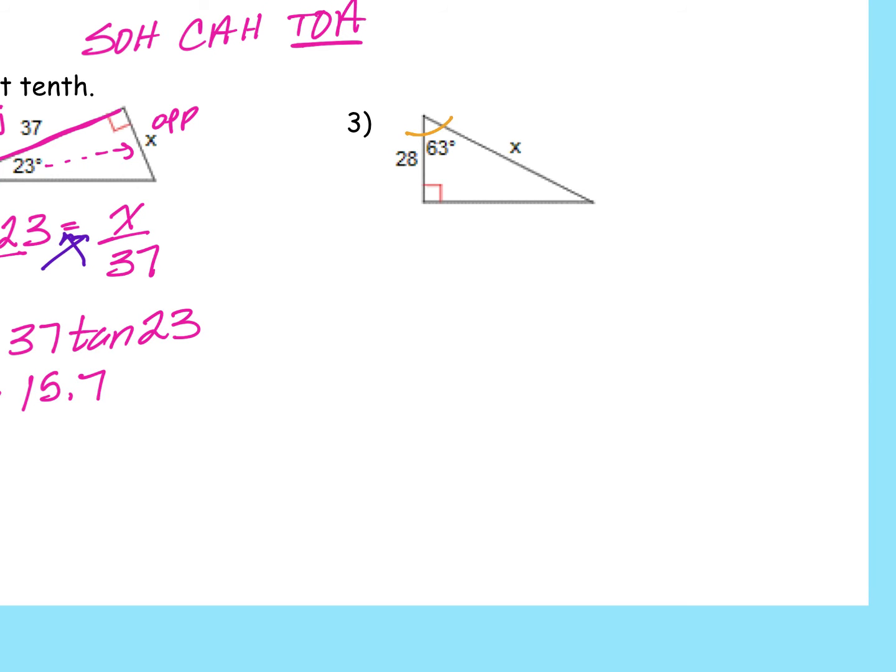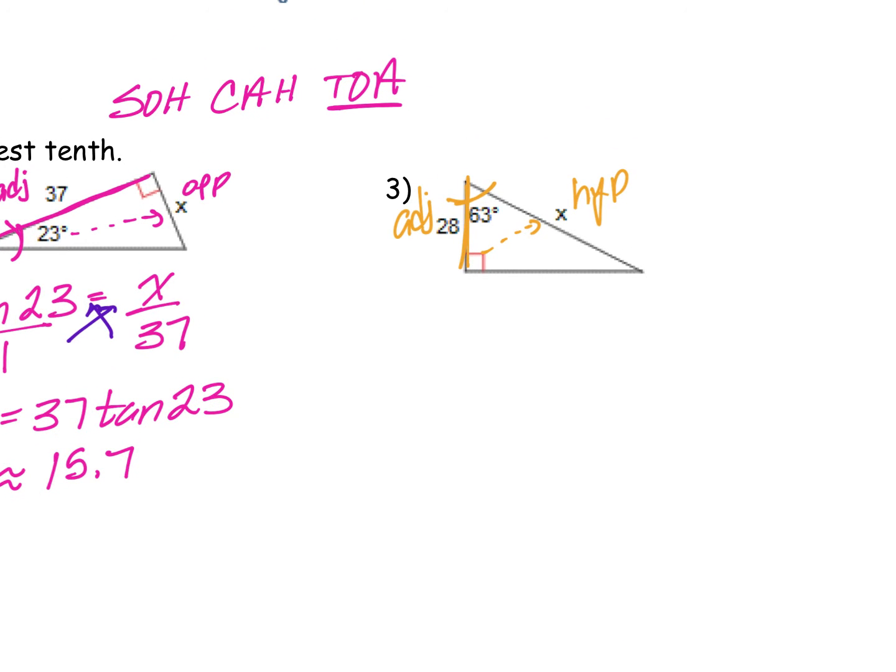Here's my angle. I have my hypotenuse and my side adjacent, the side that makes the angle. So if I have my adjacent, I have my A and my H, which is right here. So that means I'm going to use cosine this time. So cosine of 63 is going to equal adjacent, which is 20.